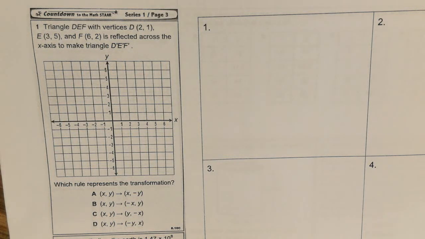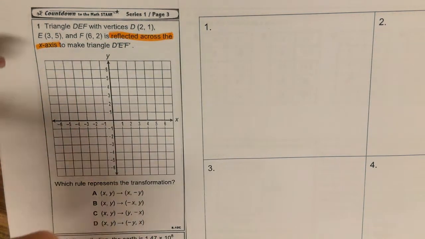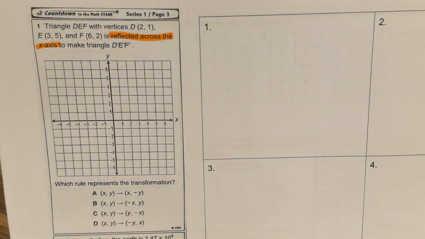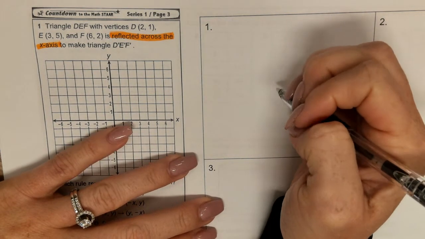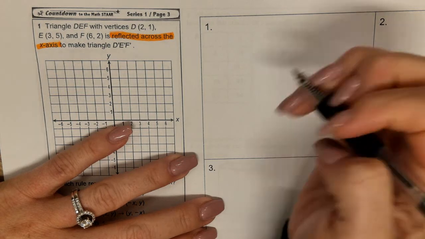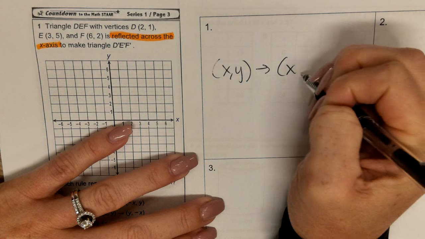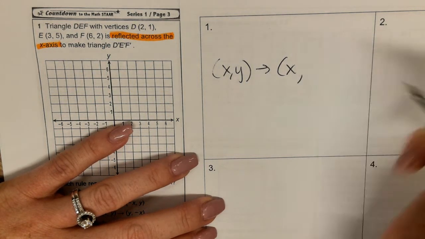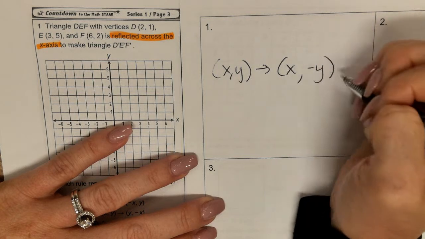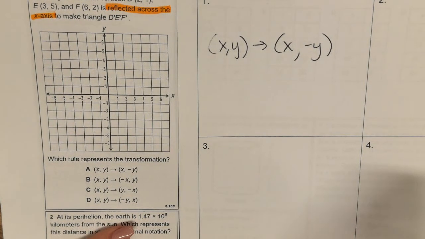Okay, number 1, the clue word was reflected across the x-axis. So you didn't need to really show any work. All you need to know is that when you reflect across the x-axis, the x stays the same. So your x and y, the x stays the same, but the y becomes negative. So the correct answer was what? A.